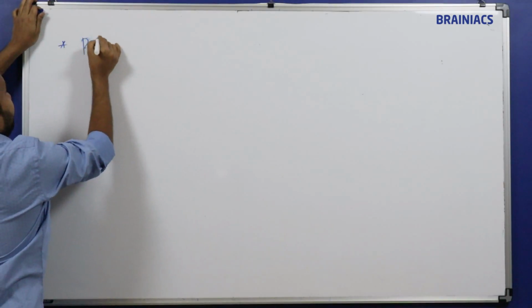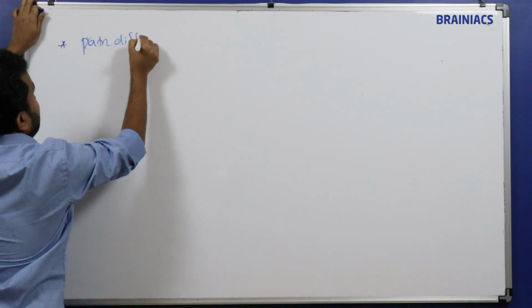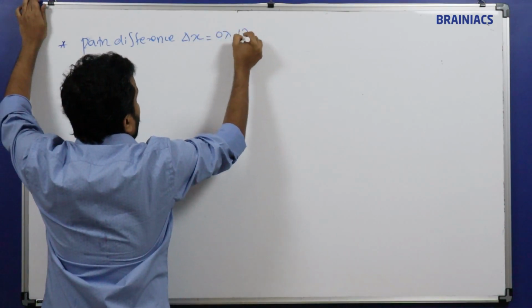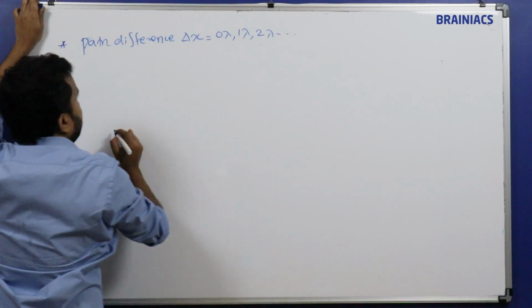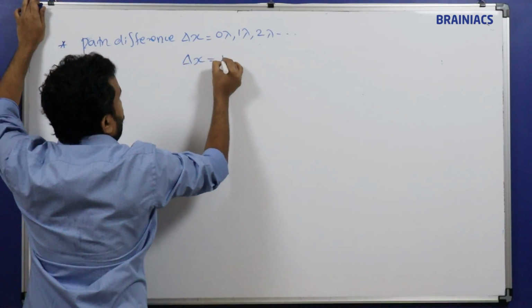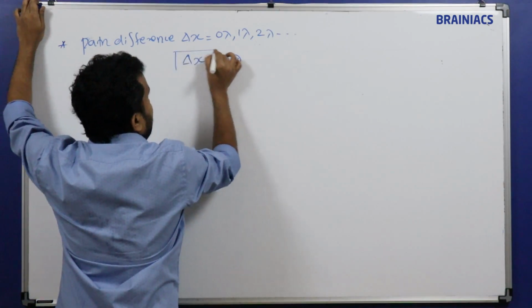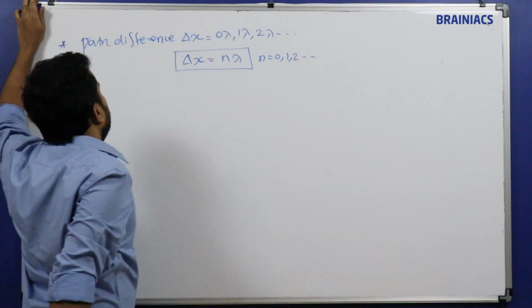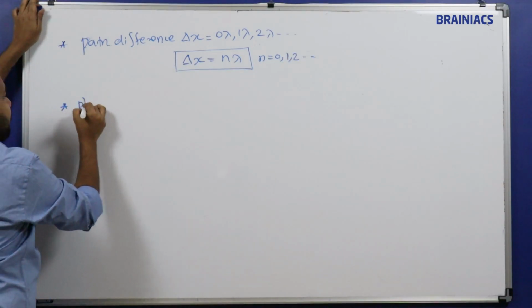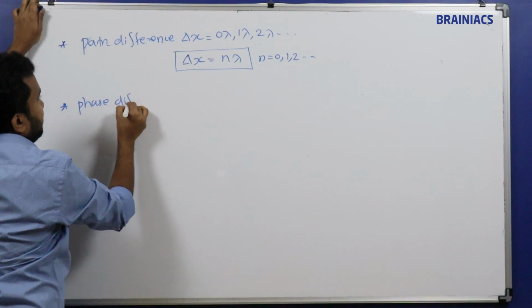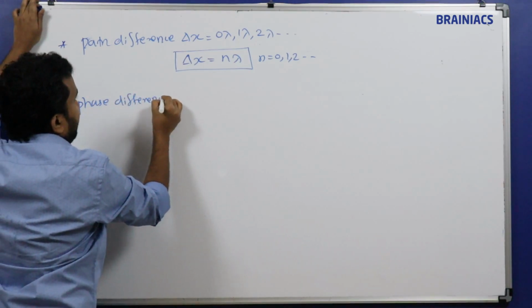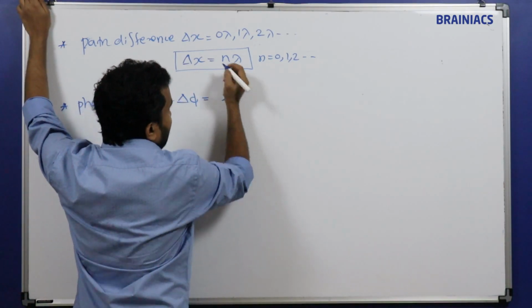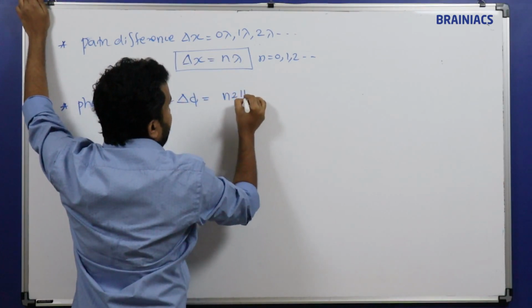Now, for the condition for constructive interference, the key points are: path difference, written generically. Path difference delta x will be equal to 0 lambda, 1 lambda, 2 lambda, etc. So I can say delta x is equal to n lambda, where n will be equal to 0, 1, 2, etc. Phase difference delta phi, how much will come? I am writing it as n 2 pi.